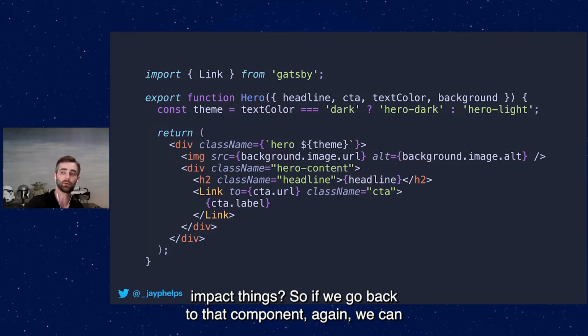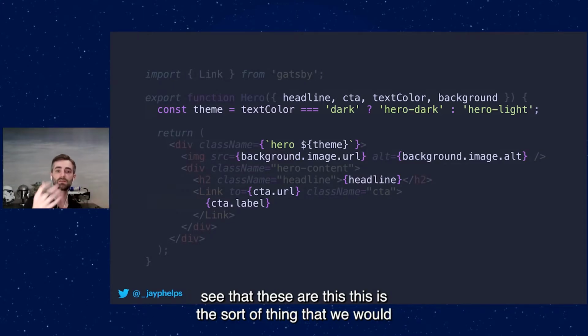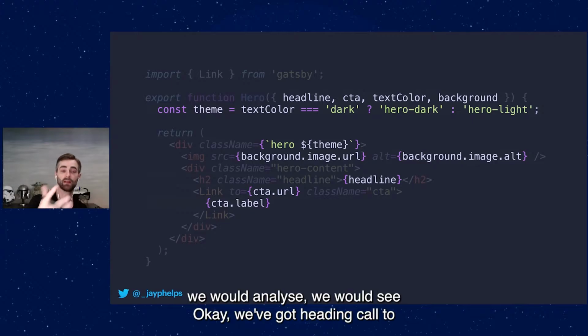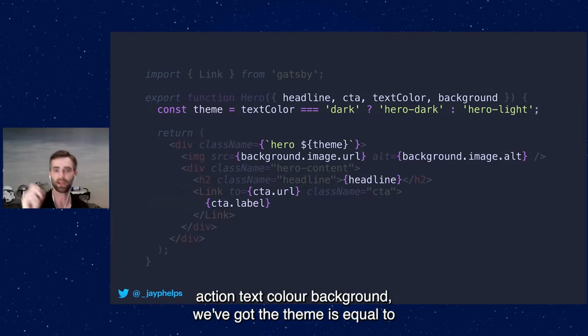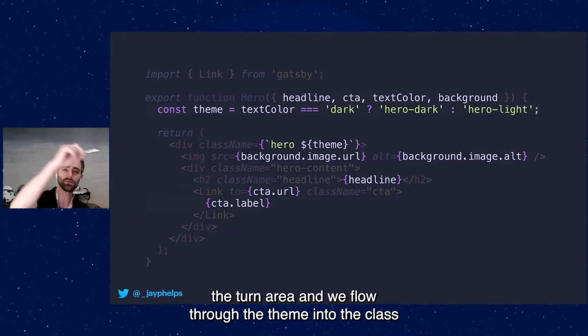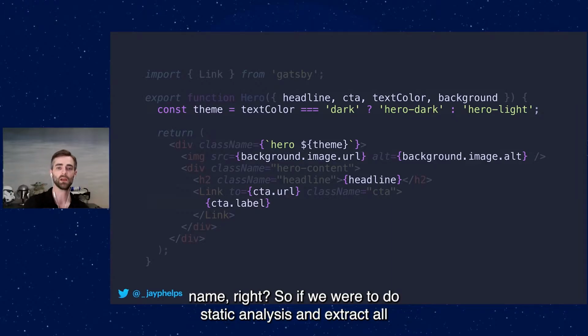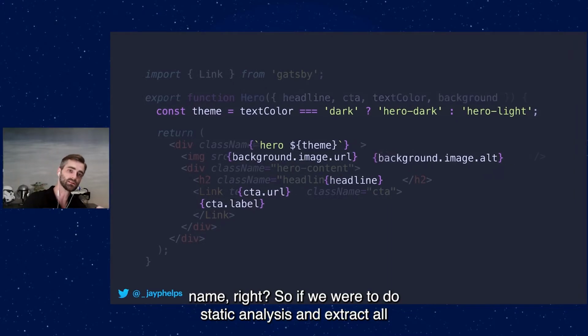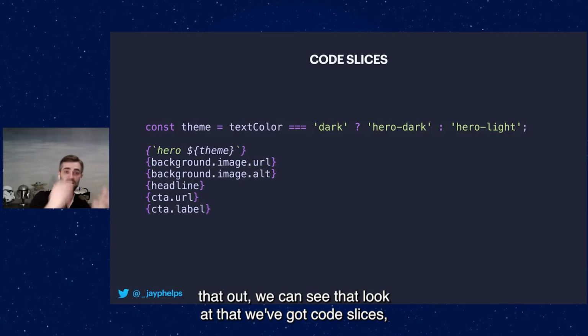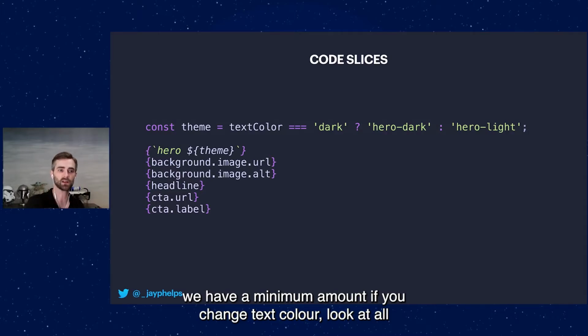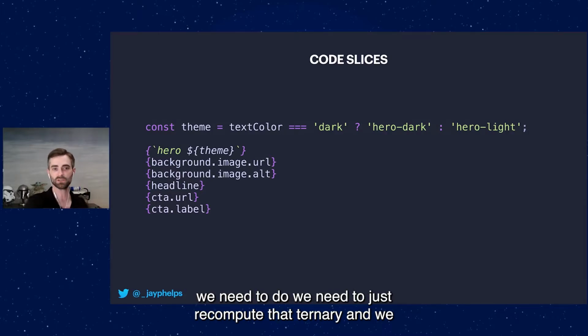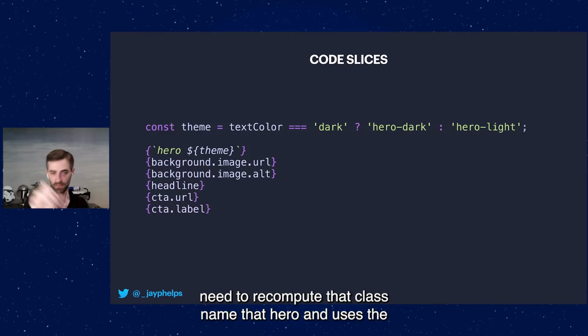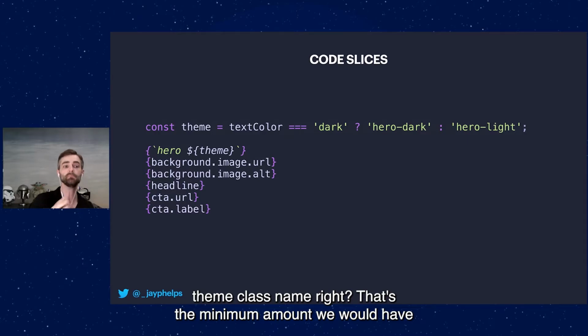So if we go back to that component again, we can see that this is the sort of thing that we would analyze. We would see, okay, we've got heading, call to action, text color, background. We've got the theme is equal to the ternary, and we flow through the theme into the class name, right? So if we were to do static analysis and extract all that out, we can see that, look at that, we've got code slices. We have a minimum amount. If you change text color, look at all we need to do. We need to just recompute that ternary, and we need to recompute that class name, that hero, and uses the theme class name, right? That's the minimum amount we would have to do.